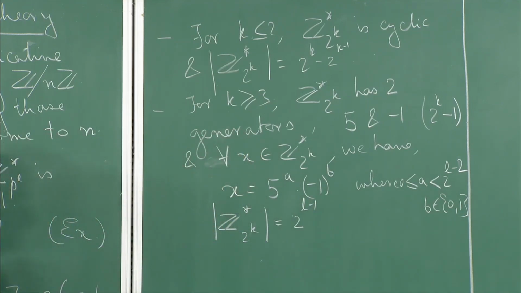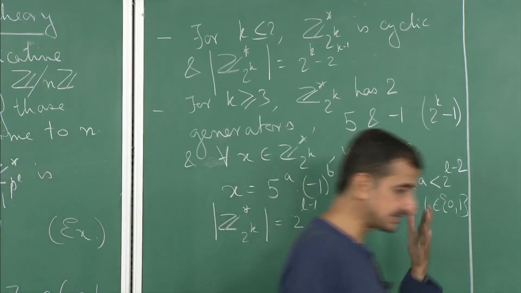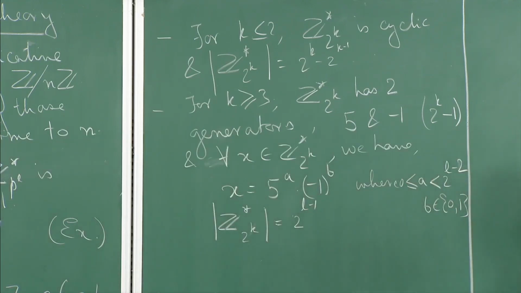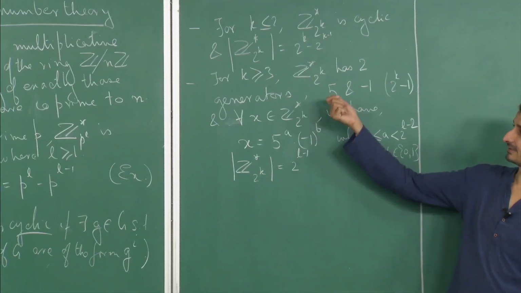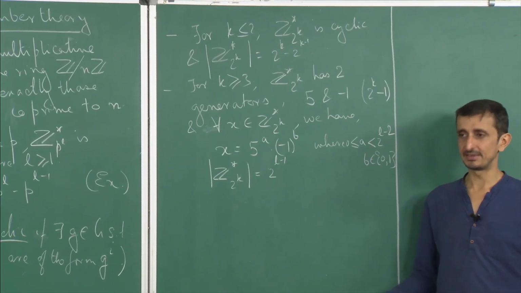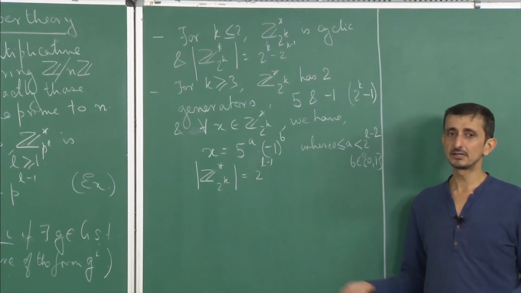So you can actually see what this group is. If you look at, let's say, k equal to 5, 2 to the power 5 is 32.